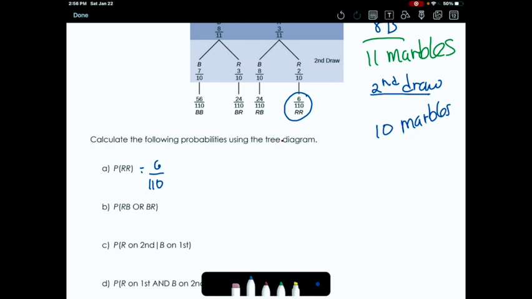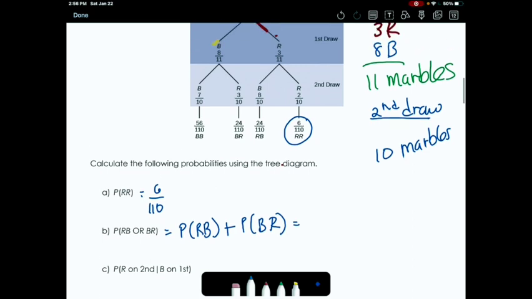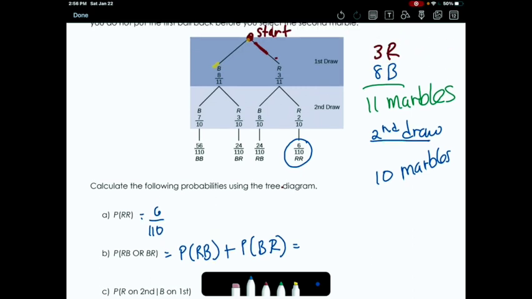What's the probability of getting a red on the first try and then a blue, or getting a blue on the first try and then a red? With an or statement, we want to add, so I'm going to find this probability and add it to this probability. And there's no overlap here since we're in different branches. They can't occur at the same time.